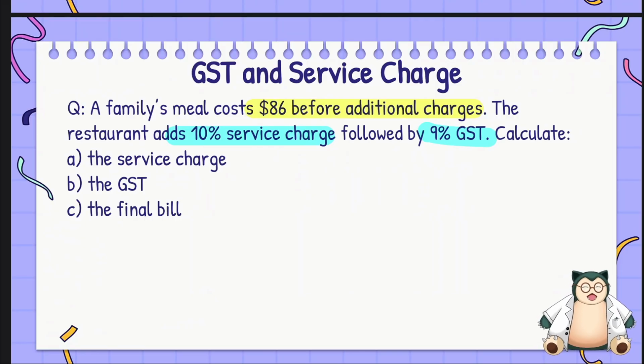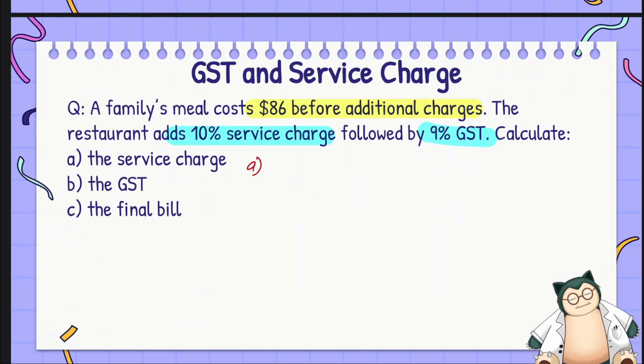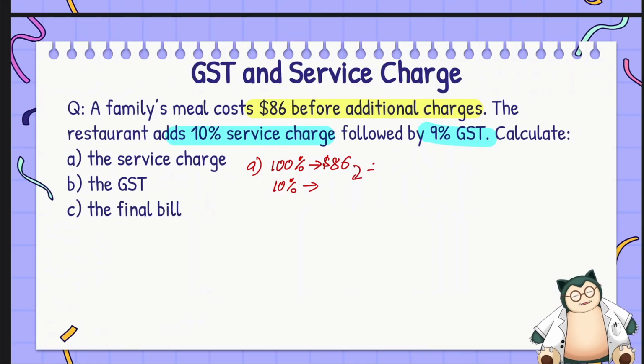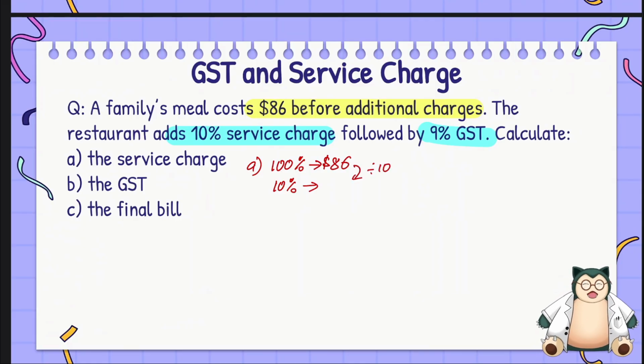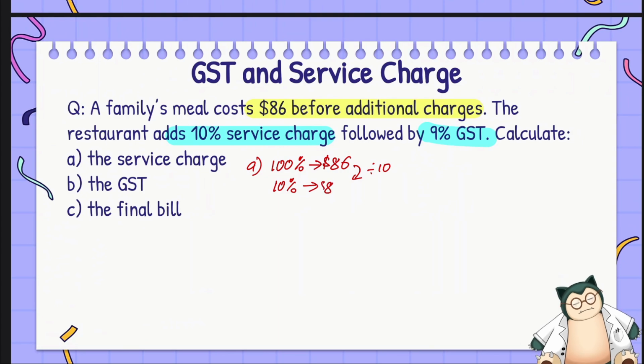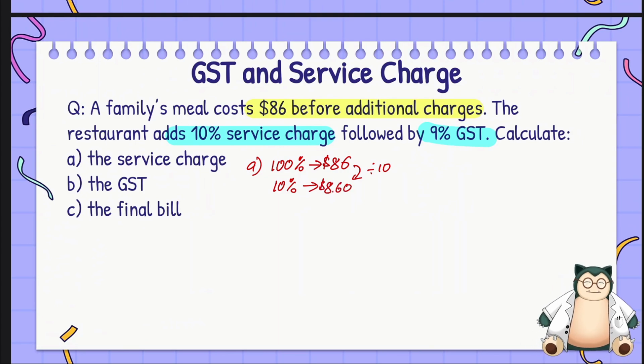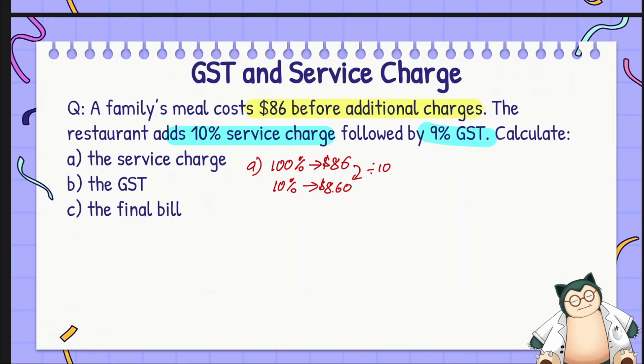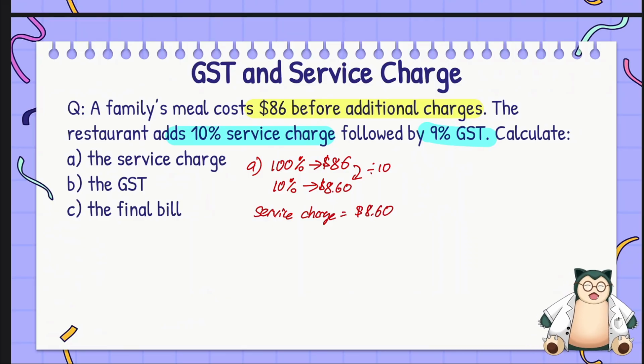So now let's calculate the service charge. For part A, we have $86, which is our 100%, our initial amount. So service charge is just 10%, right? So in fact, we can calculate directly. We just divide by 10. 100% to 10%, we just divide by 10. We have $8.60. Okay? And this gives us a service charge equal to $8.60. Is that okay? Okay, hope this will work.